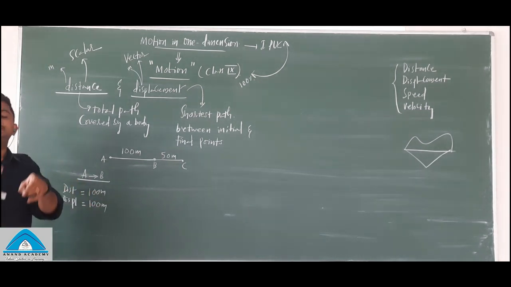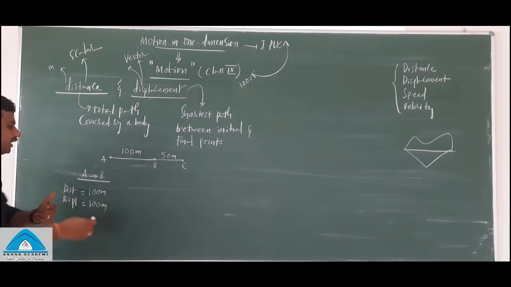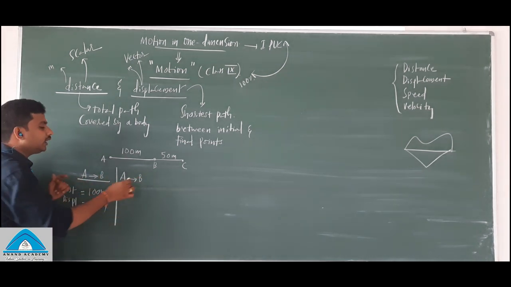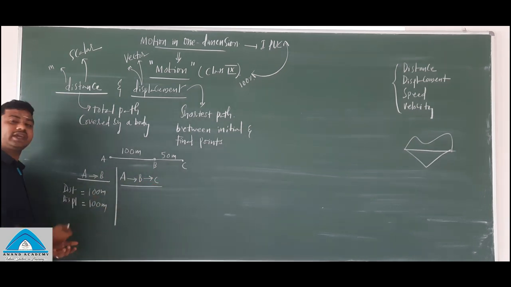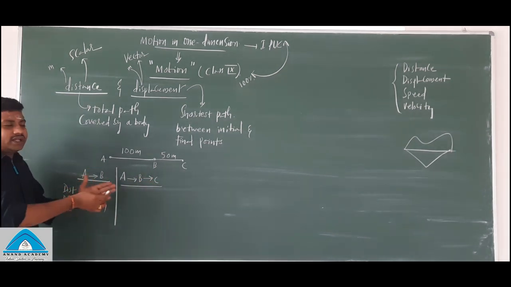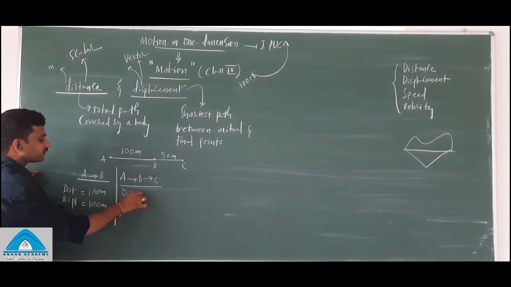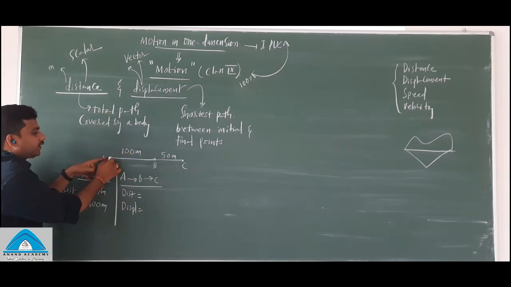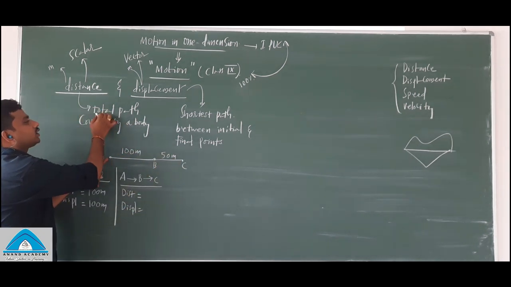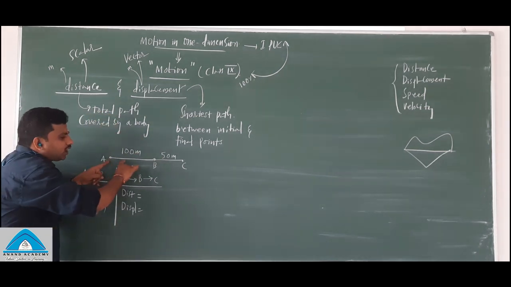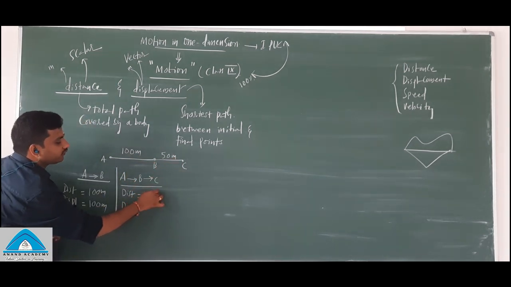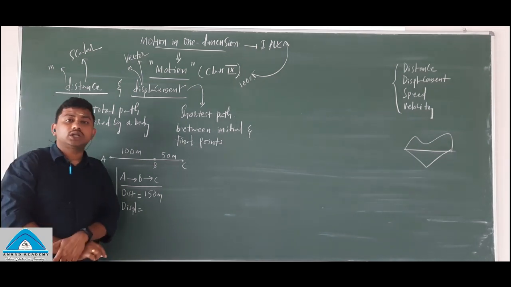Let us see the distance and displacement values in the next case. The body is starting from A and reaching B. From B, it reaches point C. What is the distance and displacement here? The distance is A to B and B to C. Distance is the total path covered by the body. The total path covered, from here to here 100 and from here to here 50, is 150 meters in total.